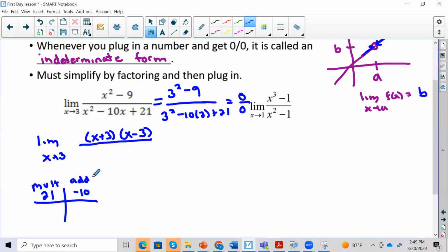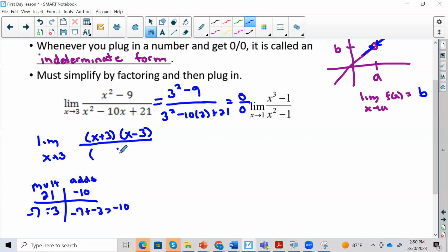And it has to add to that. Okay? And make sure this is in order. It should go from the highest degree to no degree. So we think about, okay, what multiplies to 21? 21 and 1, which obviously is not going to give me -10. 7 and 3. But in order to get a -10, I need both of them to be negative, because if I multiply them both and they're negative, I get a +21. If I add them, I get a -10.